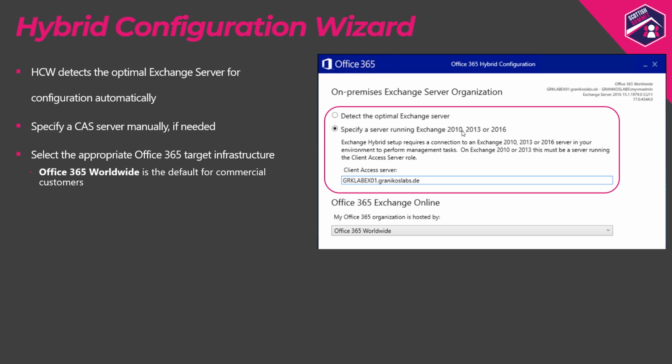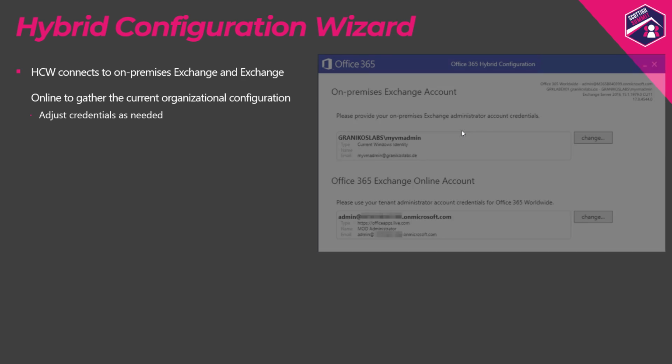the Office 365 target organization is for most commercial tenants Office 365 Worldwide. You can use the drop-down to select any governmental US space if you like, or a dedicated space in China. The Office 365 Germany can still be selected, but this is going to be out of service very soon in the future. So Office 365 Worldwide is the selection for most commercial customers.